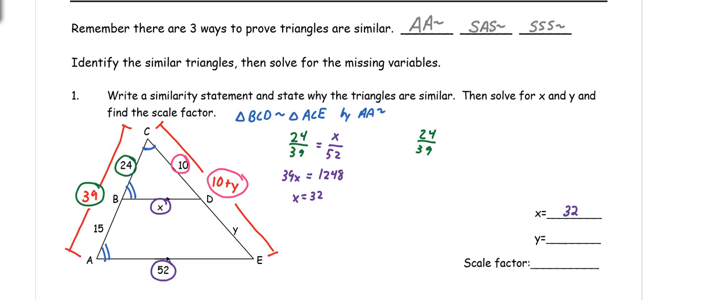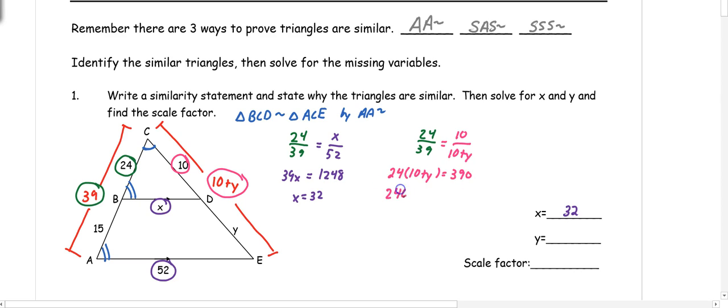Then to solve for y, we're still going to use the 24 over 39 because they both have numbers. And that way we can make sure our equation only has one variable in it. So to use the y, we have the side from the smaller triangle, which is 10, over the longer side, which is 10 plus y. So when I cross multiply, I get 24 times 10 plus y equals 390. We're going to distribute the 24, so we get 240 plus 24y equals 390. We can subtract 240 from both sides. So we get 24y equals 150. When we divide by 24, y is 6.25.